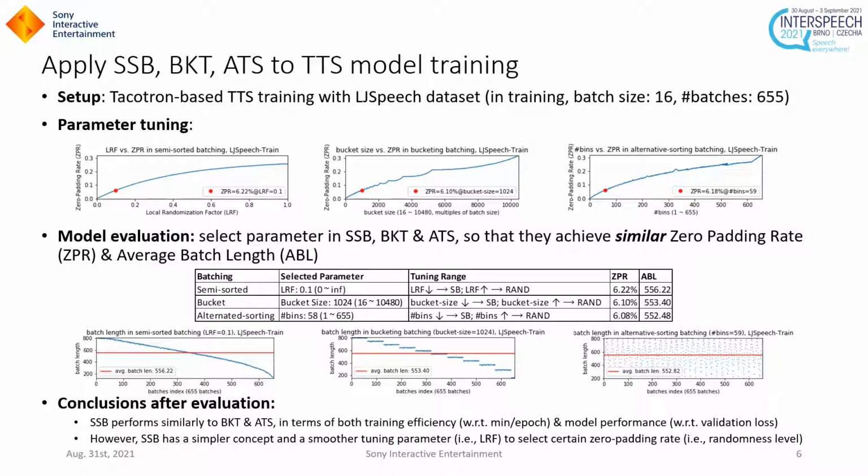After evaluating using this setup, we reached the conclusion that the semi-sorted batching performs similarly to the bucket batching and alternative sorting batching in terms of both training efficiency with respect to the minute per epoch and the model performance with respect to the validation loss. However, the semi-sorted batching has a simpler concept and a smoother tuning parameter, the local randomization factor.